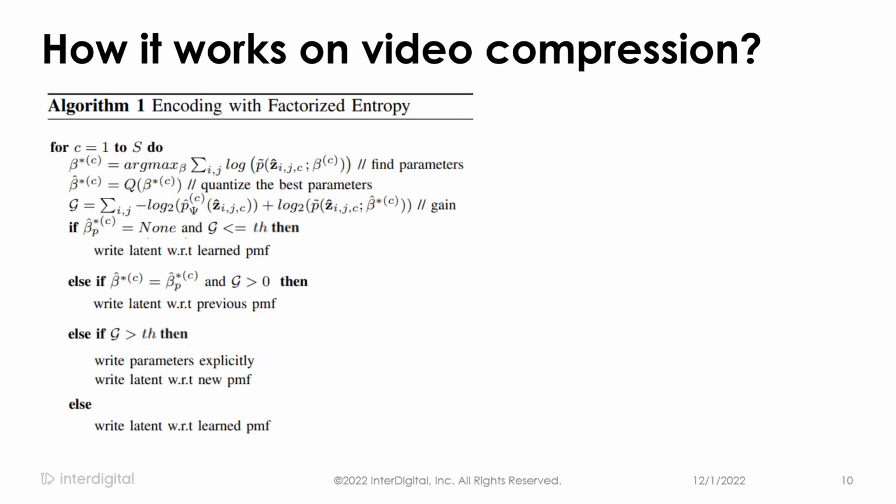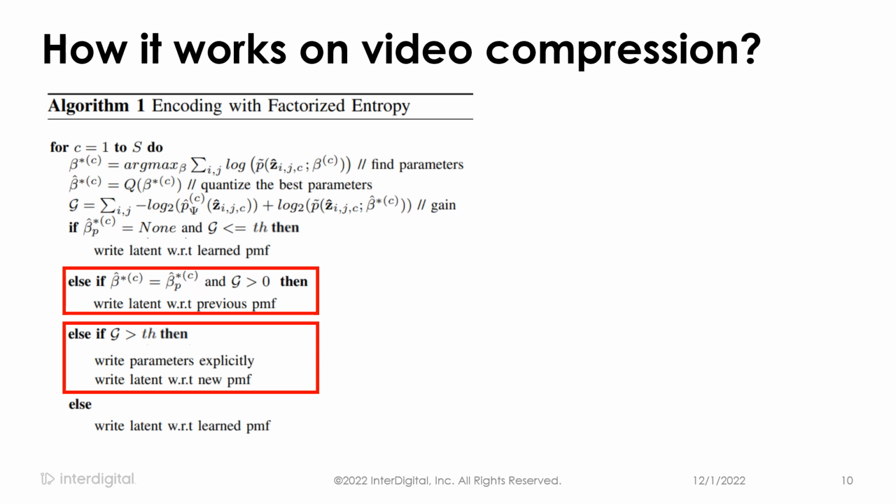In the video compression case, the general flow is almost the same. Again, we replace the PMF with the new one if it is worthwhile. But we also take the temporal redundancy of the parameter into account. That means, if the previous frame's parameter is the same, we simply use the previous frame's parameter instead of writing the parameters into the bit stream. If these don't work to replace, again we use default learned PMF tables.